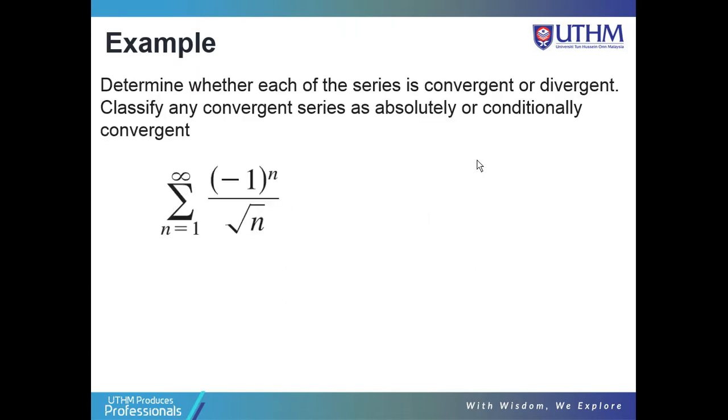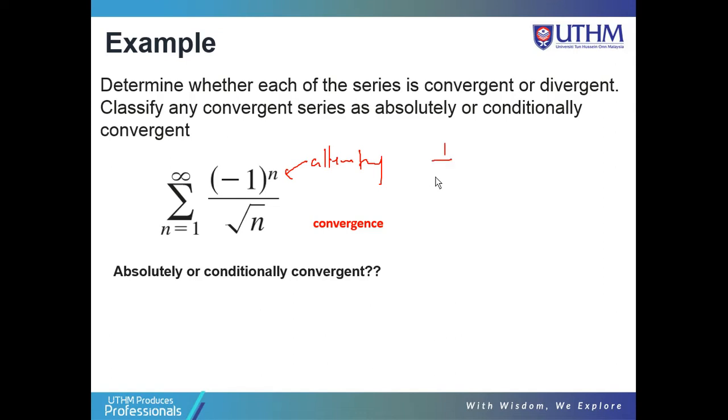So this example: determine whether each of the series is convergent or divergent. Classify any convergent series as absolutely or conditionally convergent. This one we did before. This one is convergent, is it? This one is alternating, so you need to take the limit of 1 over sqrt(n), and find that b_(n+1) must be less than b_n, and the limit is 0 and 1 over sqrt(n), so this one is convergent.